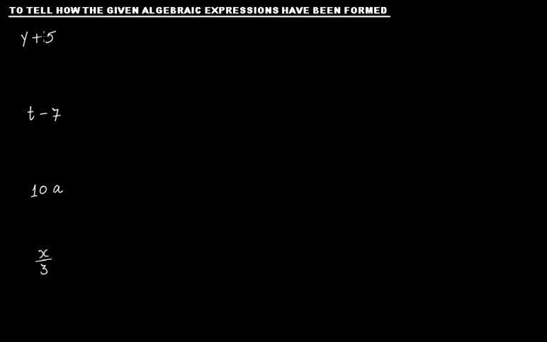We have been given some algebraic expressions, and what we have to do is tell how these expressions have been formed. So the first one is y plus 5, and if you have to tell how it has been formed, then it will be in this way. This is y plus 5, that means 5 added to y. This is t minus 7, it means 7 subtracted from t.